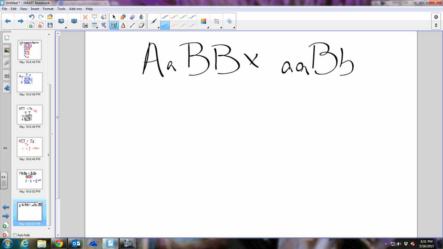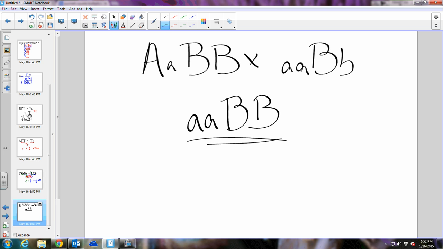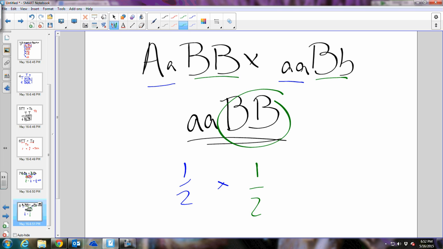What is the chance that an organism with this genotype will come about? Well, little a is 1/2. Big B is also 1/2. And so you have a 1/4 chance that that genotype is going to show up. And so that's the basics on Punnett squares.